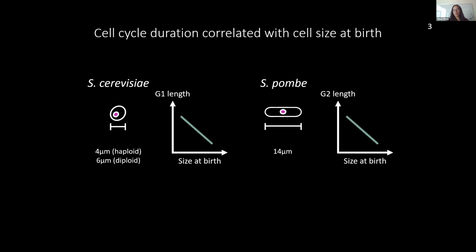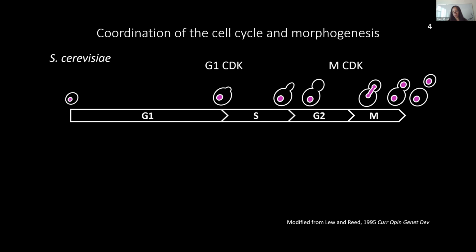Now, at the molecular level, the coordination of cell cycle and morphogenesis is mainly carried out through the activity of cyclin-CDK regulating both the cell cycle and morphogenesis. So here I'm using Saccharomyces cerevisiae as an example, where G1 CDK activity regulates both G1/S transition and then bud emergence. On the other hand, the mitotic CDK activity regulates depolarization and the transition from G2 to mitosis.